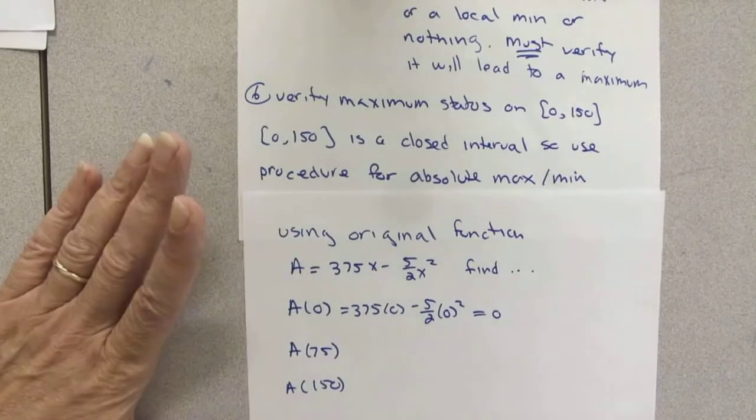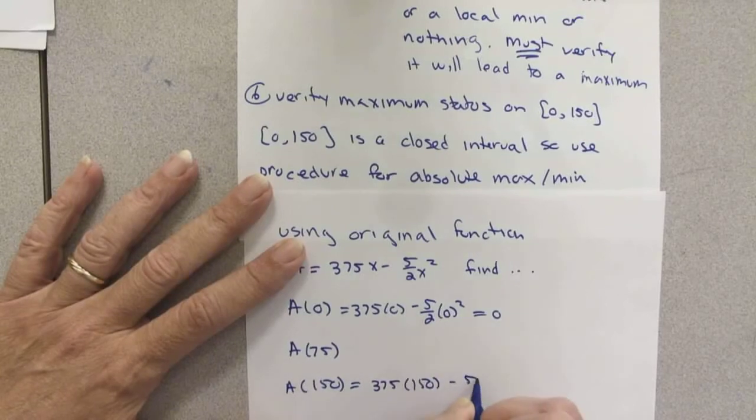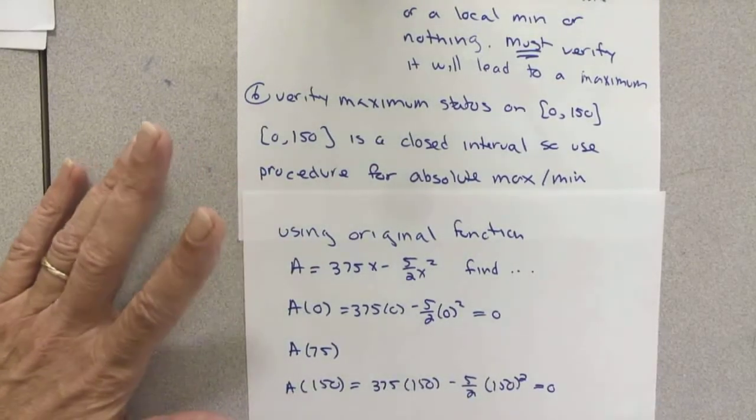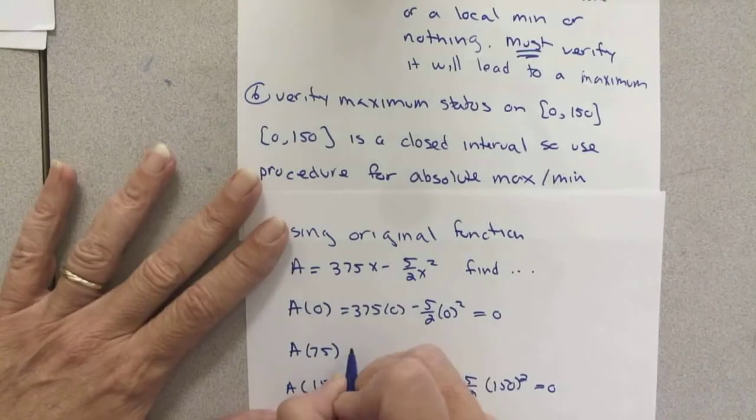If I plug in 0, I'm going to get 0. And if I plug in the 150, you're also going to get 0 because that's how we actually figured out that 150. The 150 was where y went to 0. Now again, that's because this is Calculus 1, and that's the way the problems in Calculus 1 always work out. It doesn't have to be the way real life is.